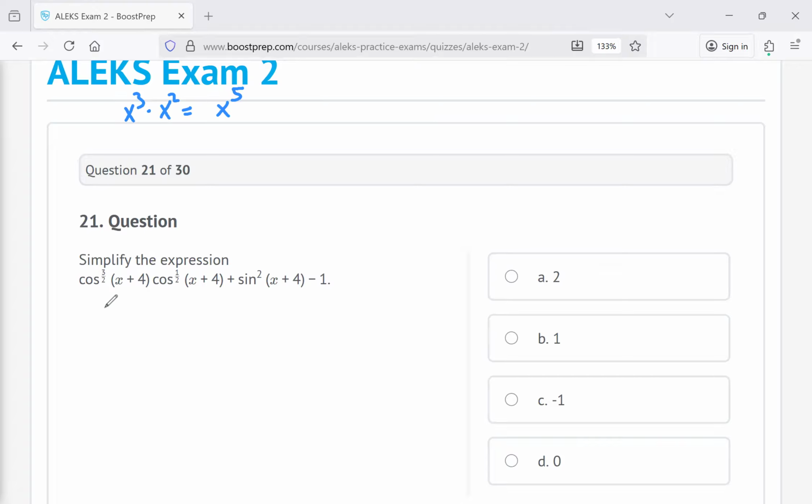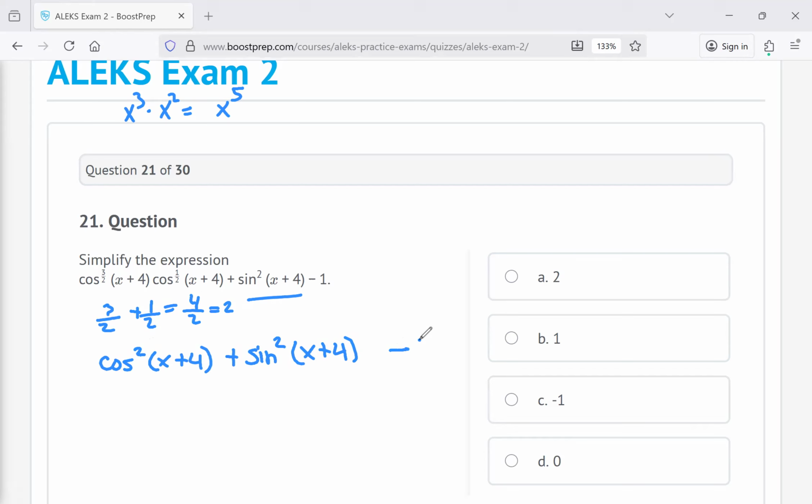So let's add 3 halves and 1 half. And you get 4 halves, which is 2. So this is now going to simplify as cosine squared of x plus 4. And then you have this plus sine squared of x plus 4 minus 1. Okay, so this stays the same now, and then when you multiply these out, you get cosine squared of x plus 4.